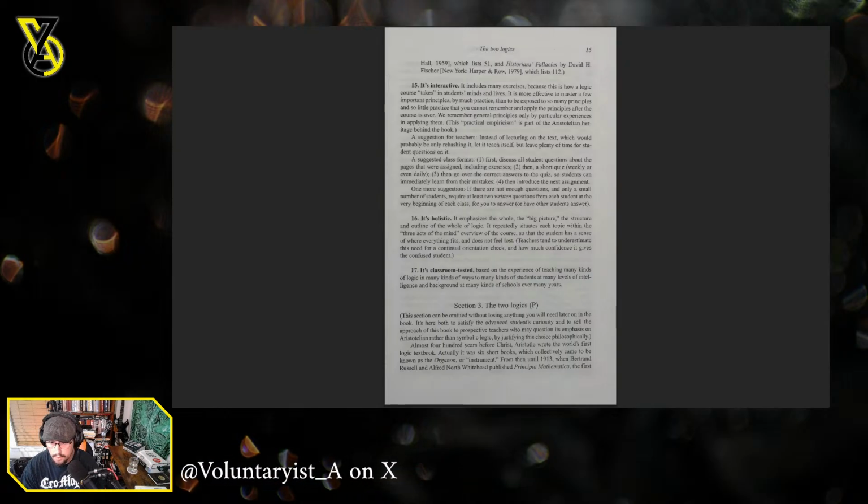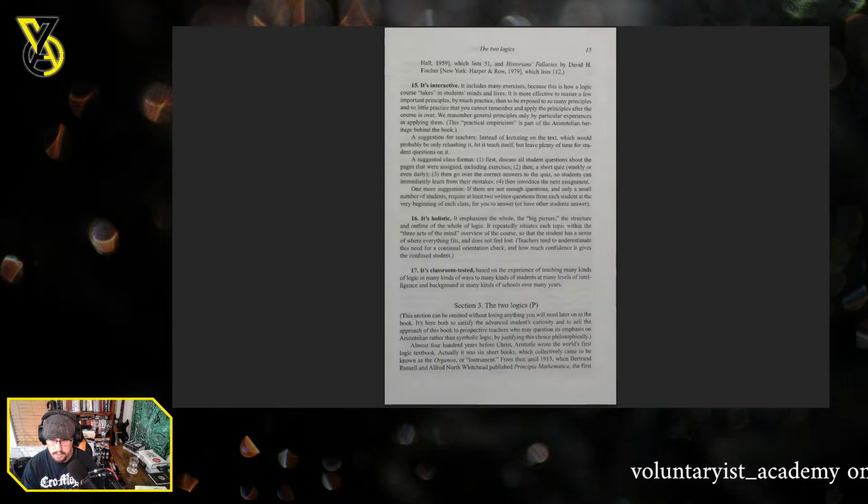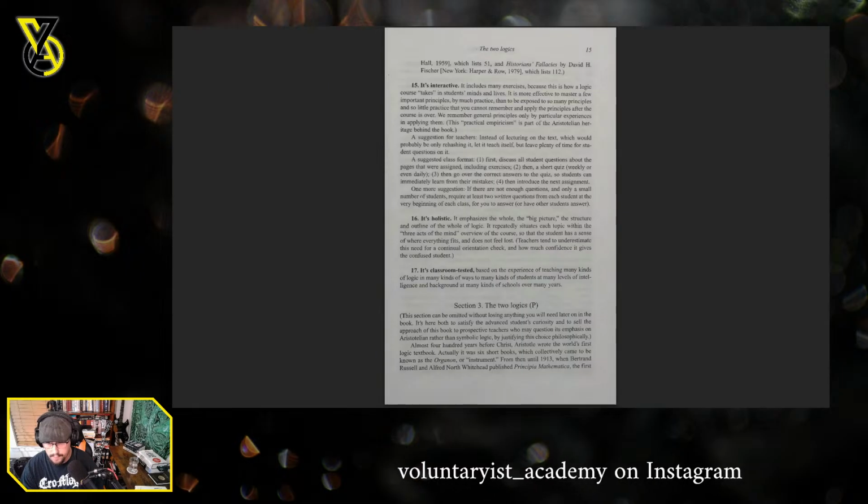called The Two Logics, labeled with a P. All right, this section can be omitted without losing anything you will need later on in the book. It's here both to satisfy the advanced student's curiosity and to sell the approach of this book to prospective teachers who may question its emphasis on Aristotelian rather than symbolic logic, by justifying this choice philosophically, of course.